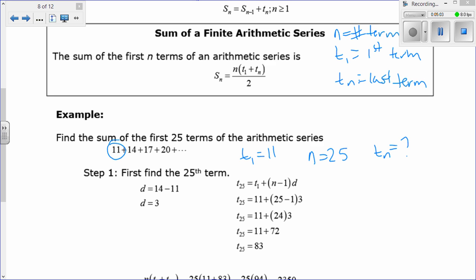So figure out your common difference first, and my common difference is 3. Then t sub 25 is t sub 1 plus n minus 1 times d. Well, t sub 1 is 11, n is 25, and d is 3. So when we substitute in, we get our t sub n to be equaling 83.